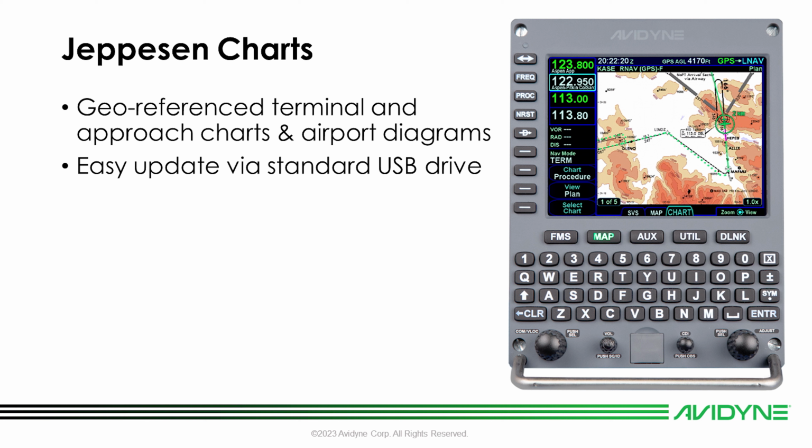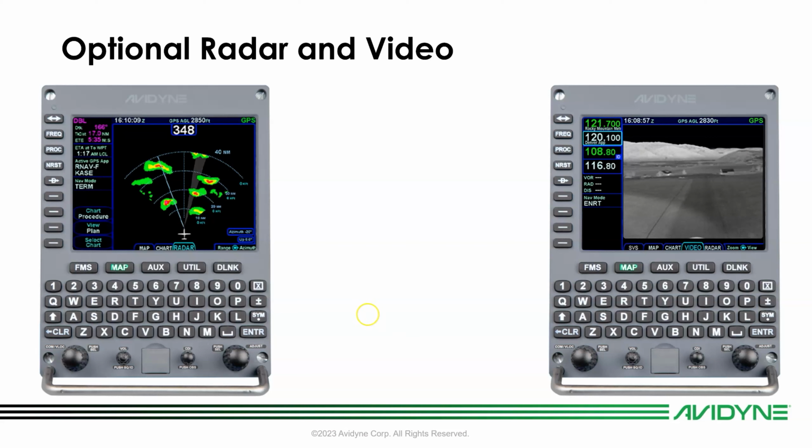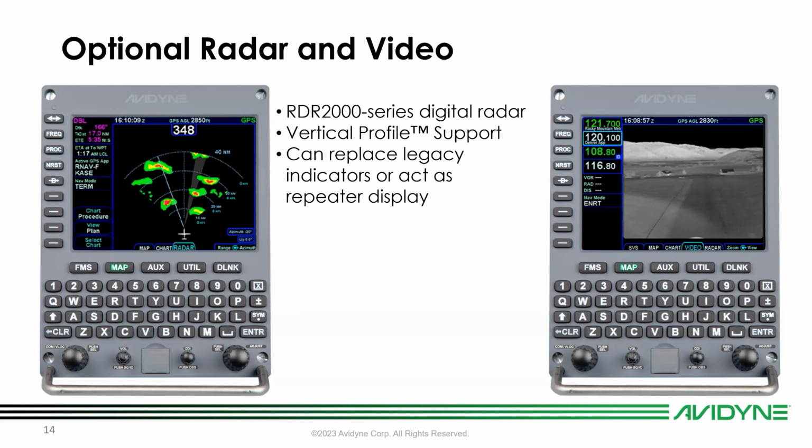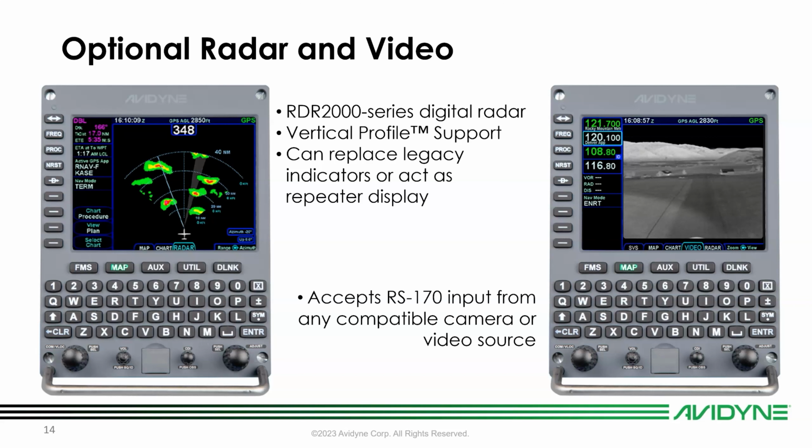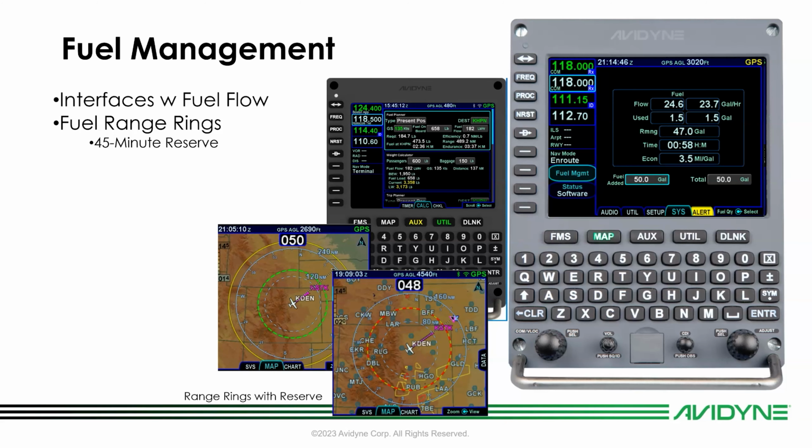All your nav data and your charts are easily updatable on an industry standard, just a normal USB drive, so you don't need a customized data card or data loader to update your nav data and charts. If you happen to have a Bendix digital radar, we can support that right on the screen as either the primary or as a supplemental radar display. And we have an RS-170 video input. It also provides full fuel management capability when interfaced to an external fuel flow. We'll show range rings for 45-minute reserves, etc.